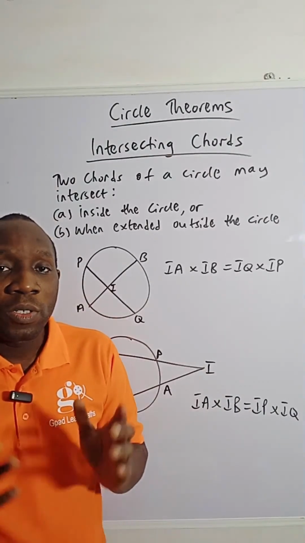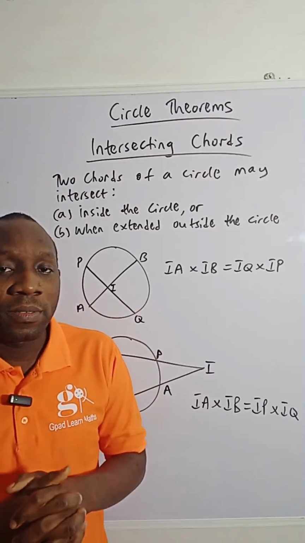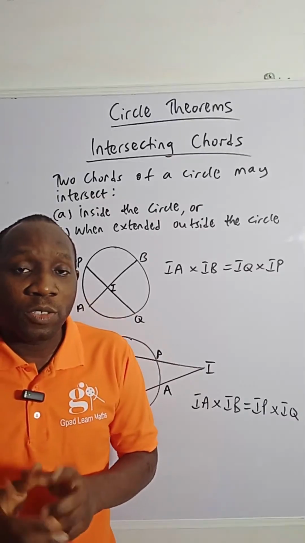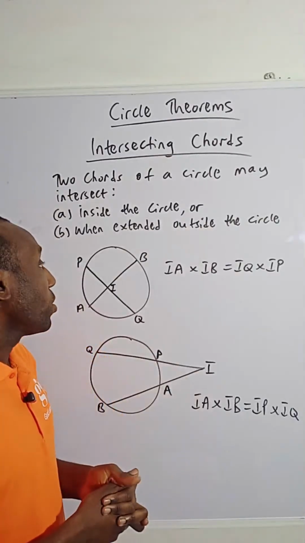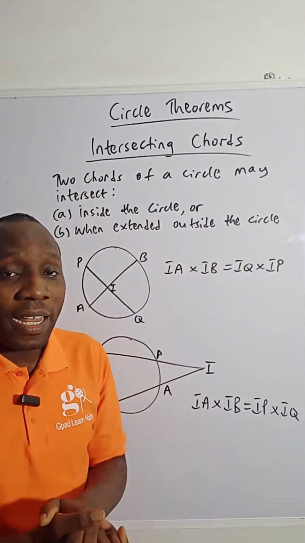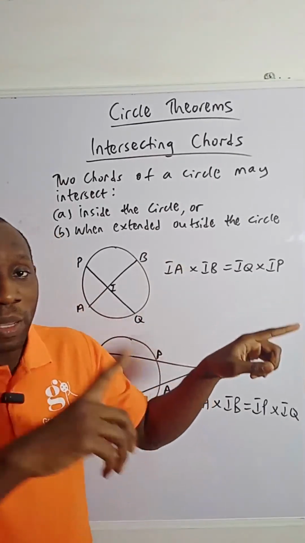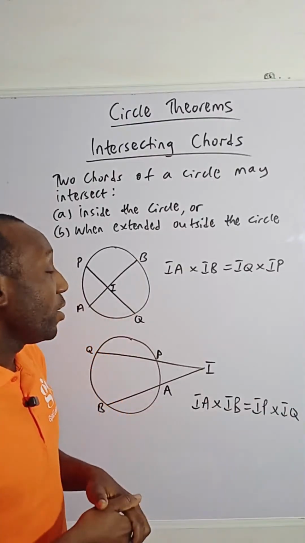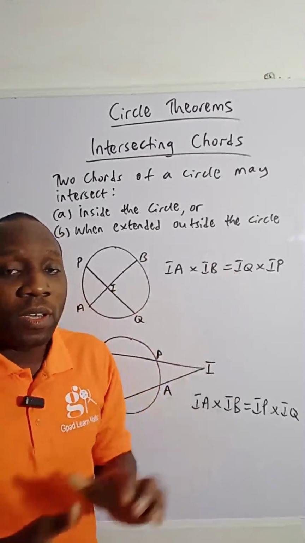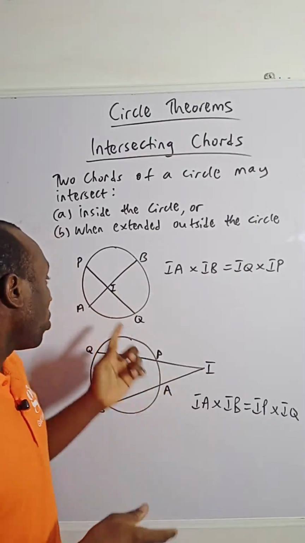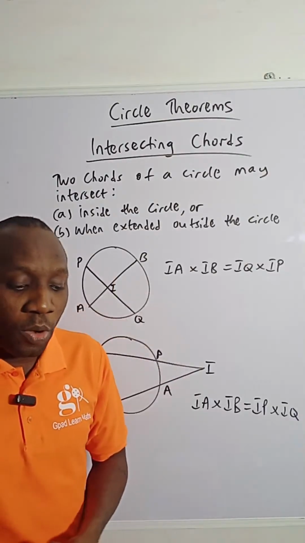Yesterday we talked about two tangents drawn from an external point, and I told you that today we'll be looking at this topic, intersecting chords. Now you know what a chord is. A chord is a line drawn from one point of the circumference to another point. Now it doesn't have to pass through the center of the circle. Just a straight line joining 2 points on the circumference is a chord. So what we have here, PQ is a chord, AB is also a chord.